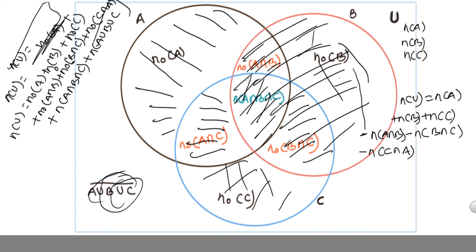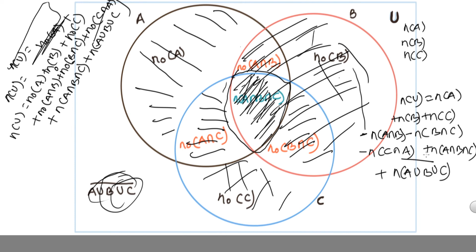But we have to include this, which is common to everyone. We have to add this much area. We haven't added that since we subtracted n(A intersection B), n(B intersection C) and n(C intersection A). So plus n(A intersection B intersection C), plus what else is left? And (A union B union C) complement. This is how we can deduce the formula for U.